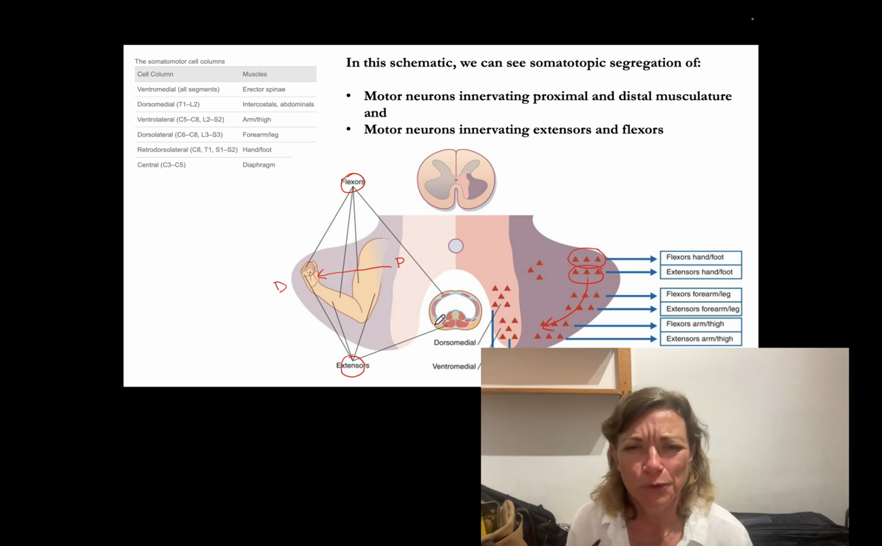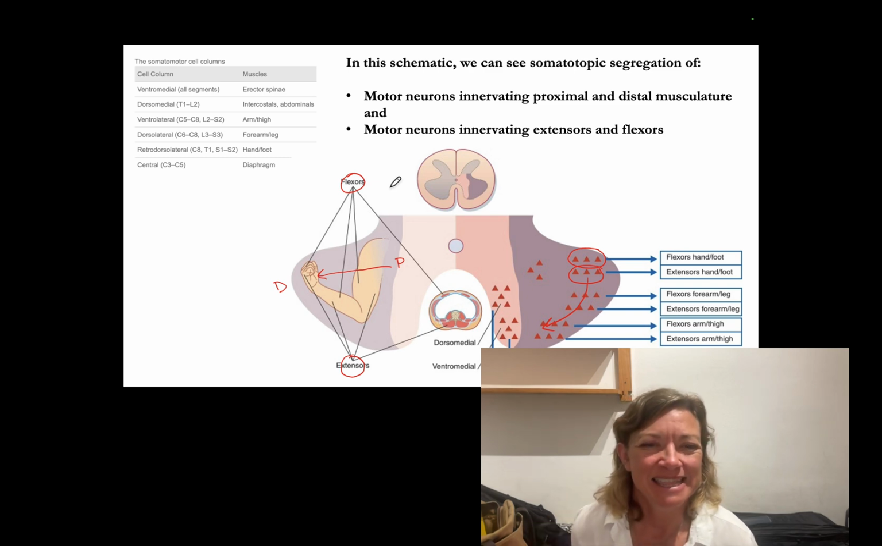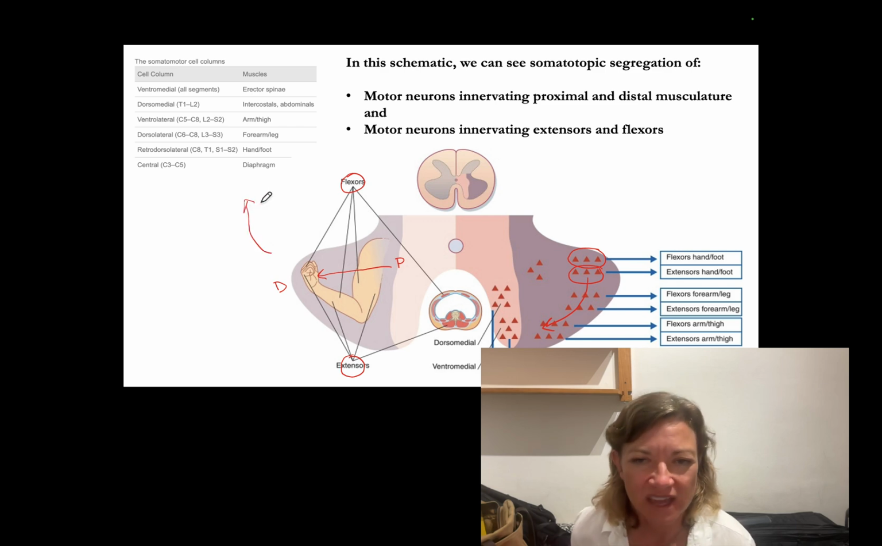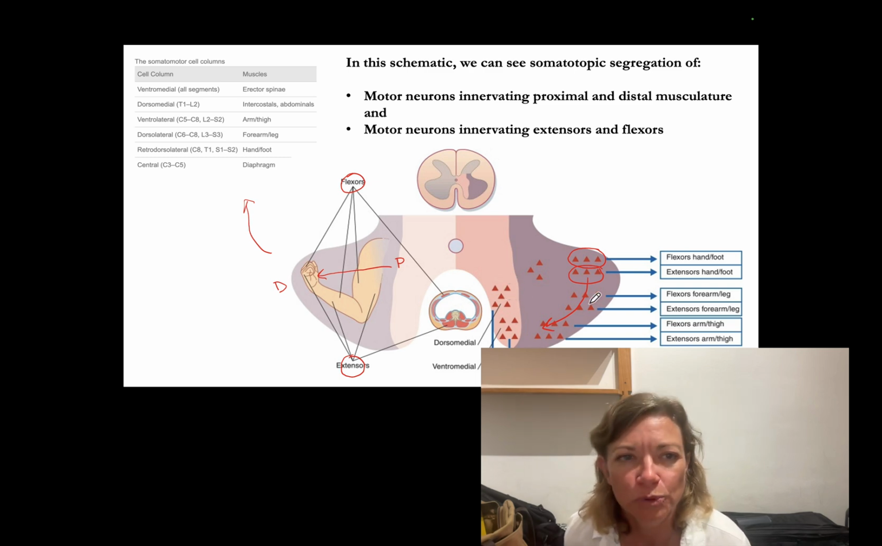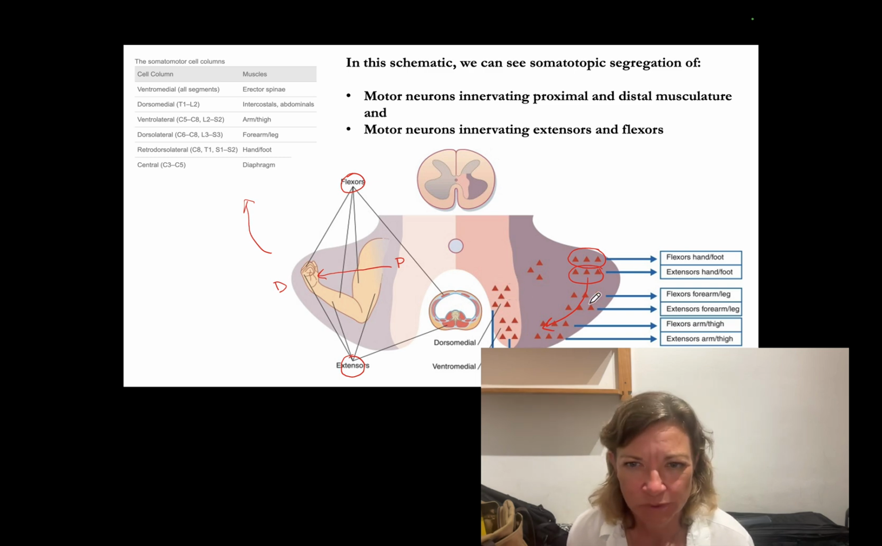Now, the really important thing to remember is that this diagram only works in combination with that chart. You would never see a spinal cord segment where all of these motor pools are present, right? This is a schematic illustrating the somatotopy, but it only works in combination with this chart because you wouldn't ever have the flexors of the hand and foot in the same spinal cord section.